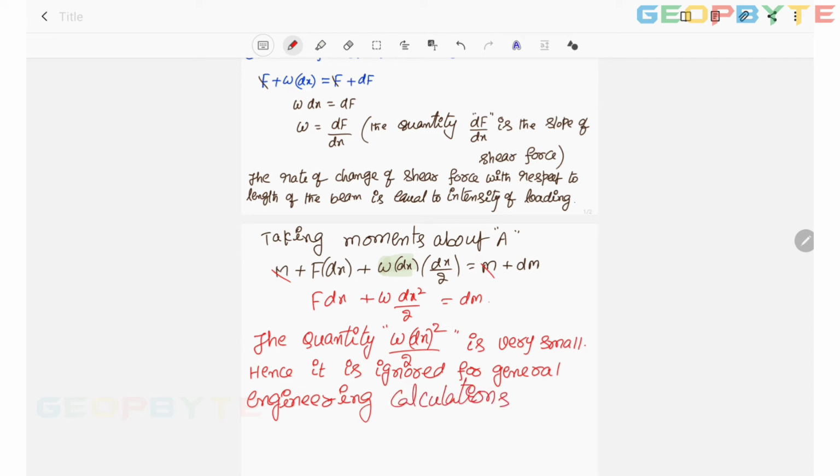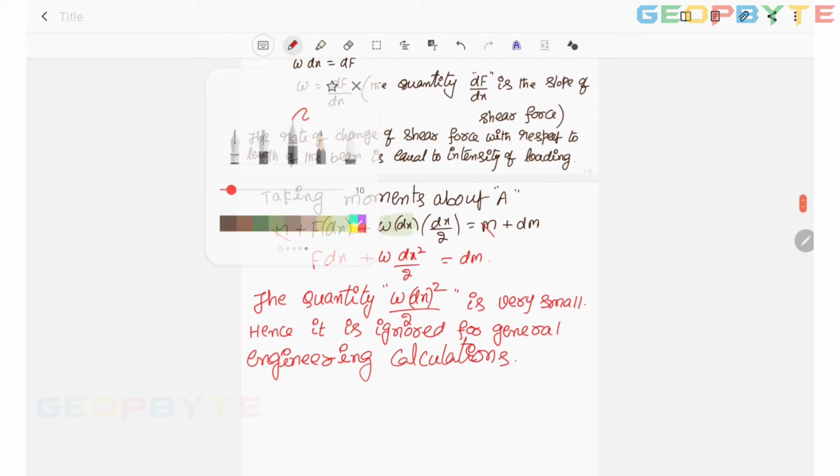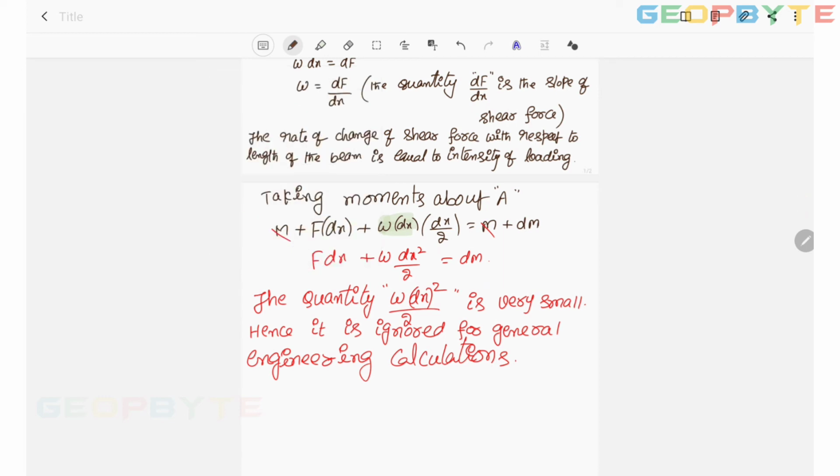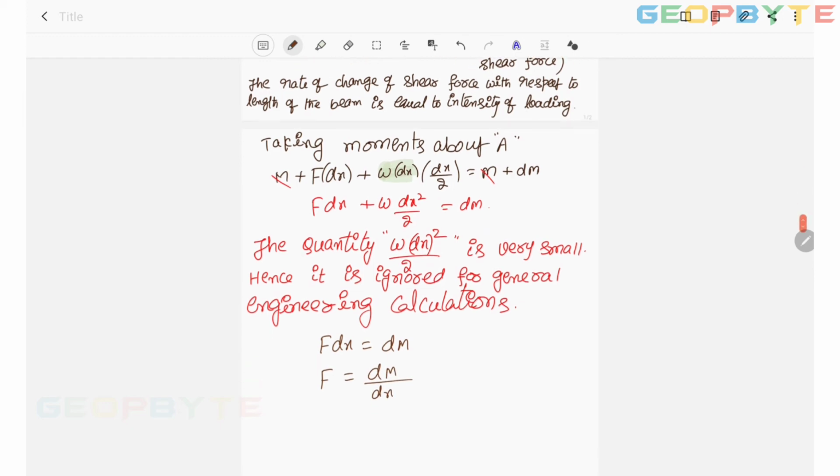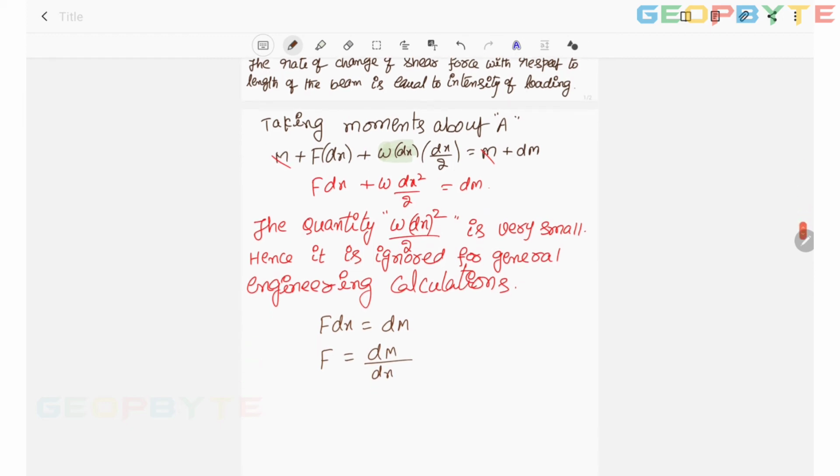Once you ignore it, tell me, what is the resultant equation? The resultant equation is F dx equal to dM. Then shear force F equal to what? dM by dx. Remember, the quantity dM by dx is the slope of the bending moment curve.